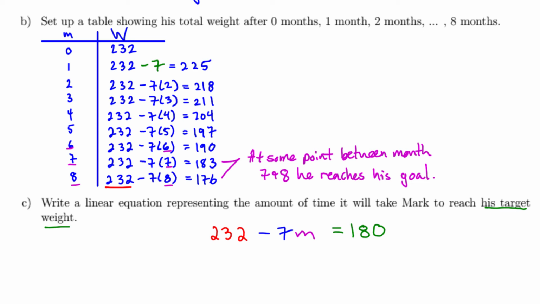And again, if we summarize this really quick, 232 is the weight he starts at, so that's his starting weight. This minus 7m each month, he loses 7 pounds. And we want to see when that's equal to that 180, which is his target weight.